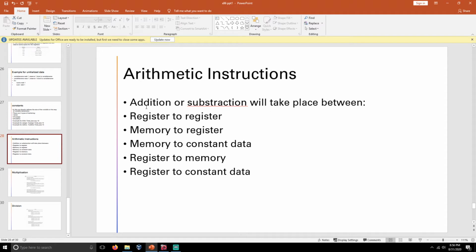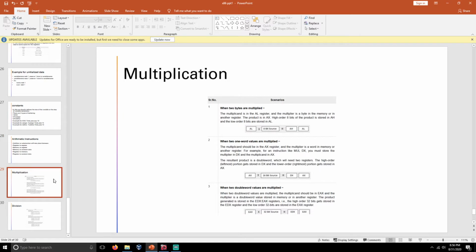In addition or subtraction, the operation takes place between register to register, memory to register, memory to constant data, register to memory, or register to constant data. Make sure you remember these points. You need to use them while you are writing the program. And let's go to multiplication.